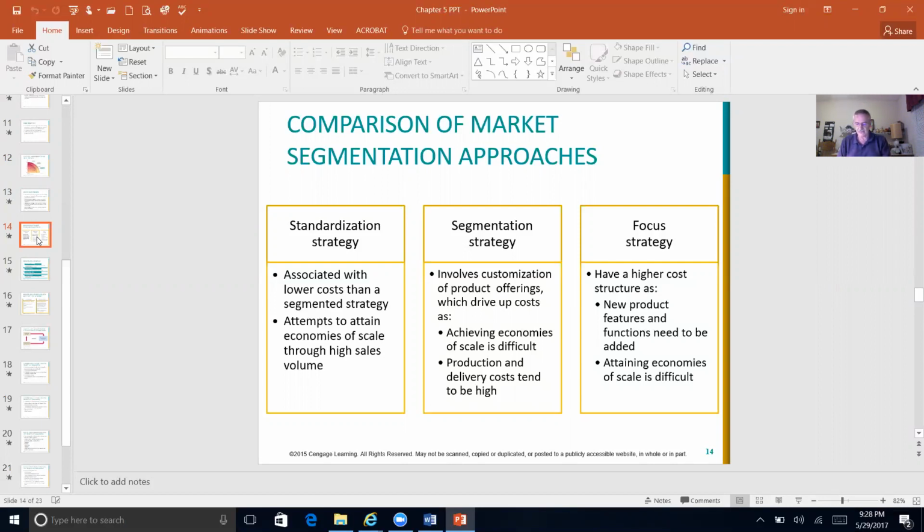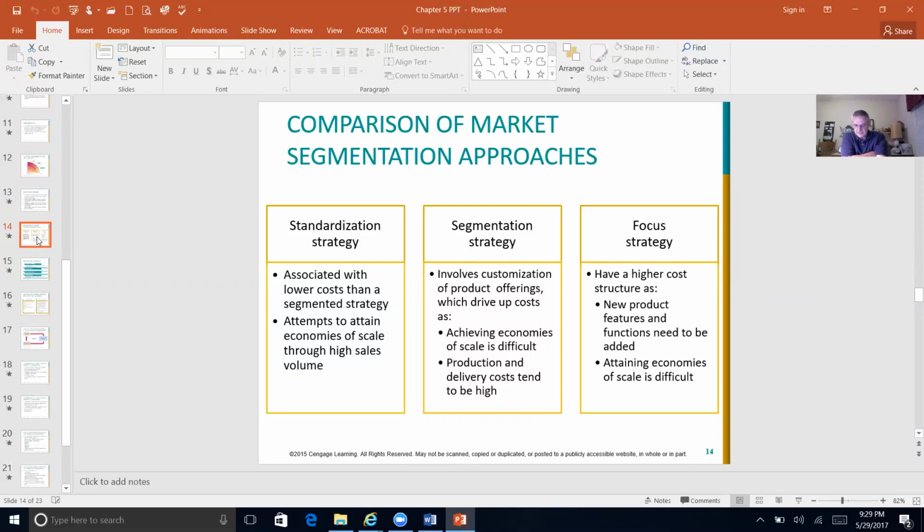as you try to meet the needs of different segments, your cost is going to go up in those product offerings, because you have some unique manufacturing costs that you're going to pass on. And it certainly makes it more difficult to take advantage of economies of scale when you're doing a focus strategy. But economies of scale work very well in a standardization strategy.